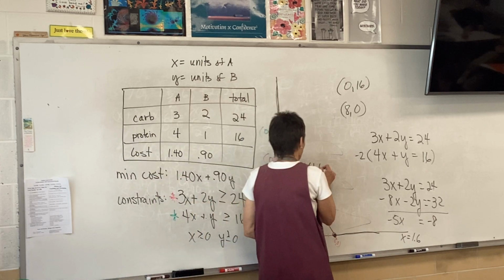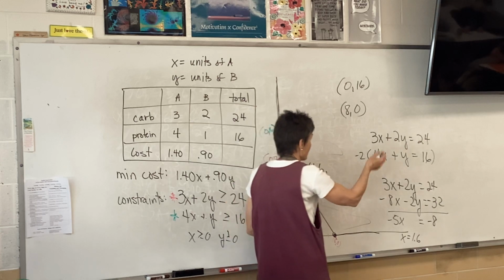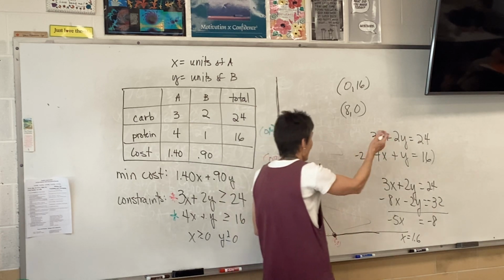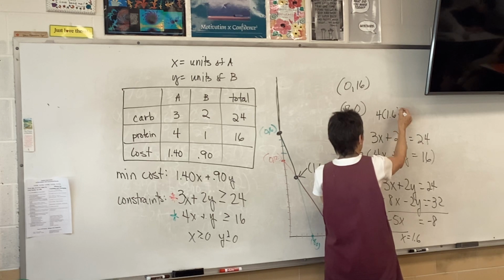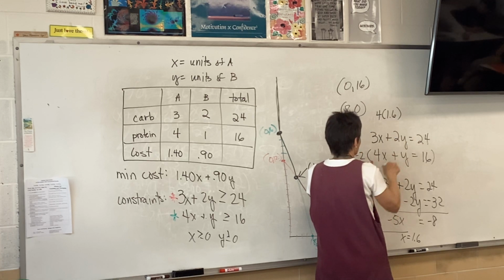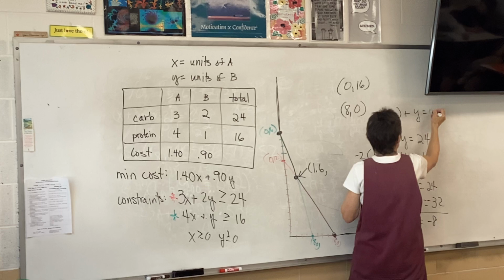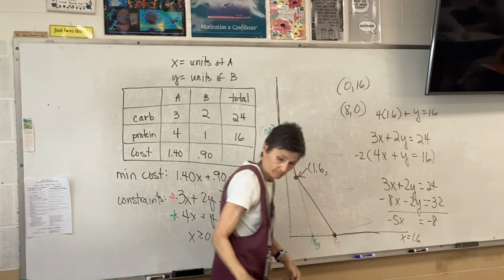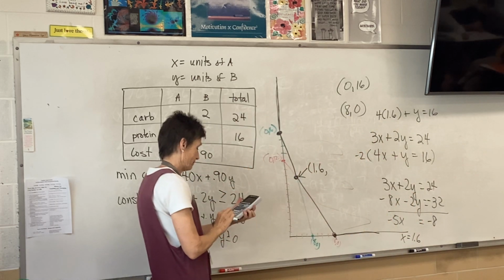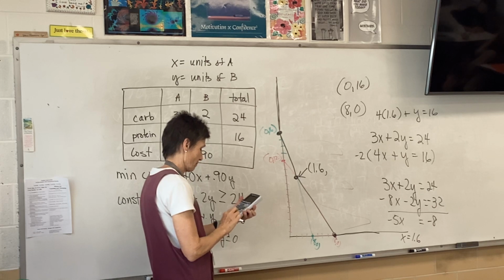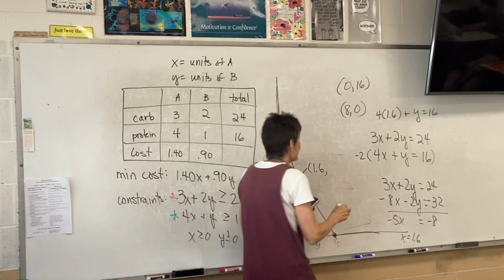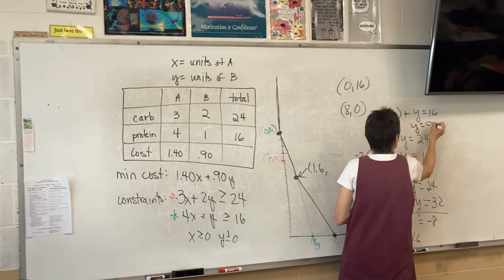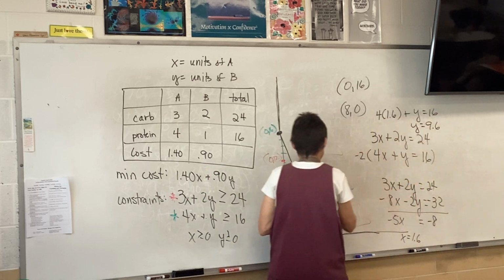And then I'll plug that into one of my equations. It doesn't matter. So I'll just put it in this one. So 4 times 1.6 plus y equals 16. So I got 9.6 for y when I just solved that.